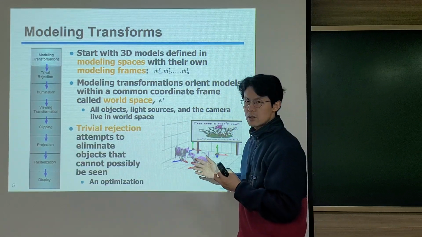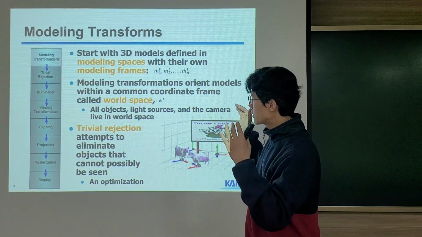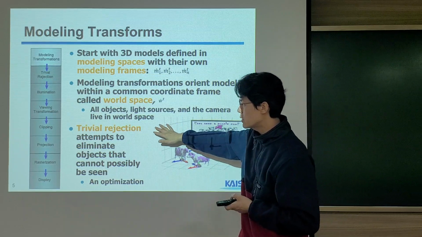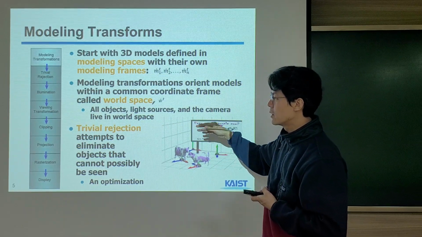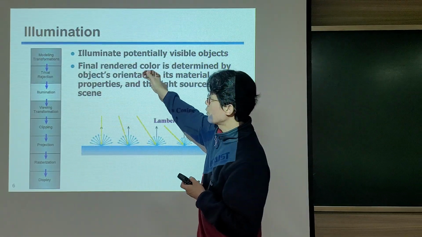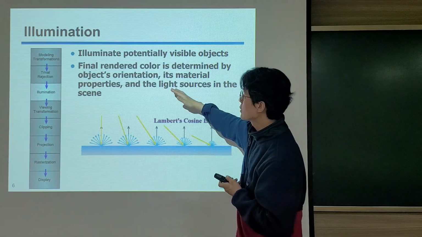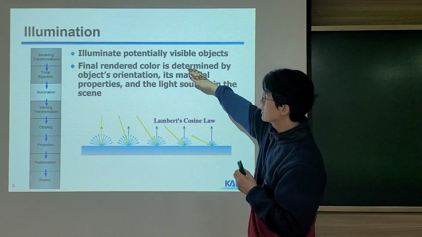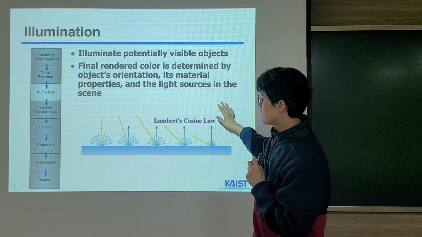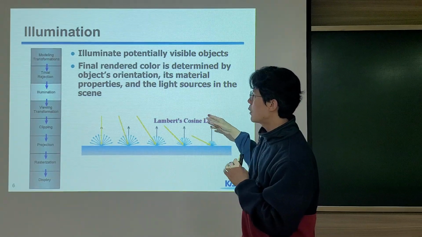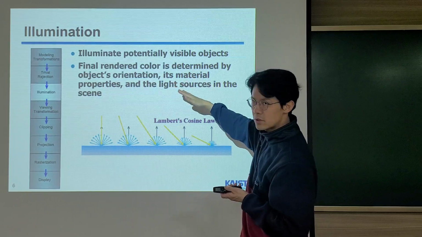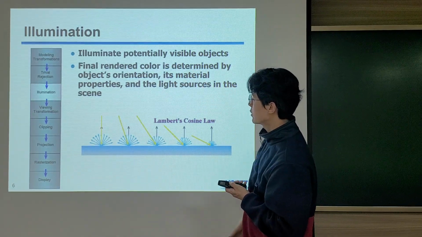Sometimes we also define the camera, and we can perform some trivial rejection of objects which cannot possibly be seen from the camera, as an optimization. Also, at each vertex of a triangle, we can illuminate, in other words compute color, for the potentially visible objects. We will talk about techniques for computing the color depending on the object orientation or the properties of the triangle, and also the materials.